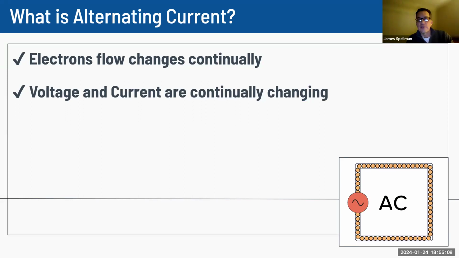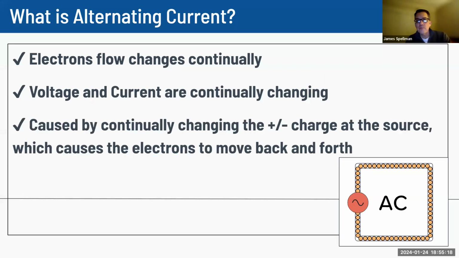The current is continually changing. It's going from 0 and maxing out in one direction and then going backwards in the other direction. And so there's a constant changing of the current. So things are a little bit different with an alternating current.